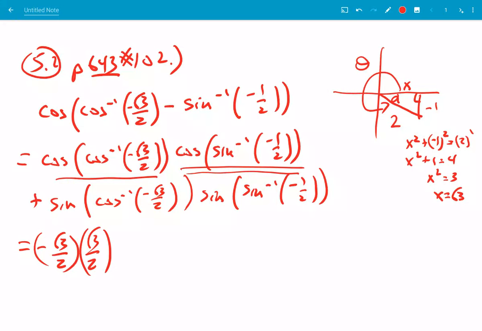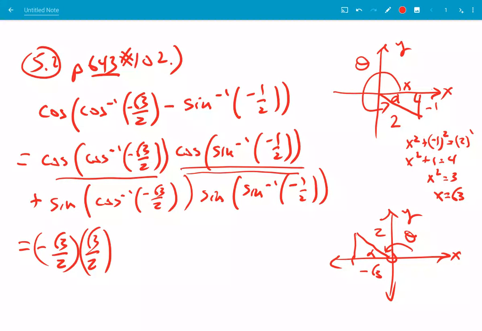There you go. Plus the sine of the arc cosine of negative rad 3 over 2. So let's see. I want a cosine which is negative rad 3 over 2. All right, let's try to do that. So let's say this is negative rad 3, and this is 2. Okay, let's clean this up a little bit, just to make it a little more complete.